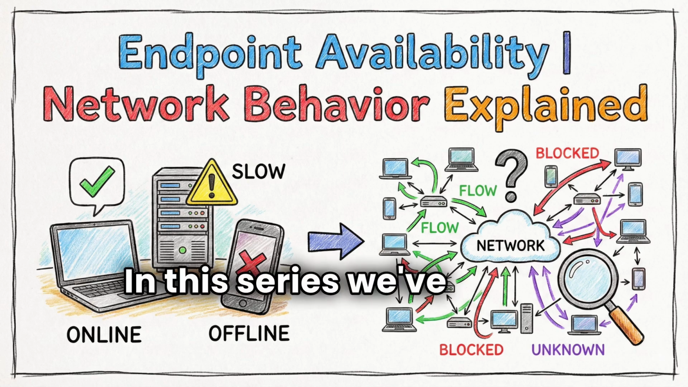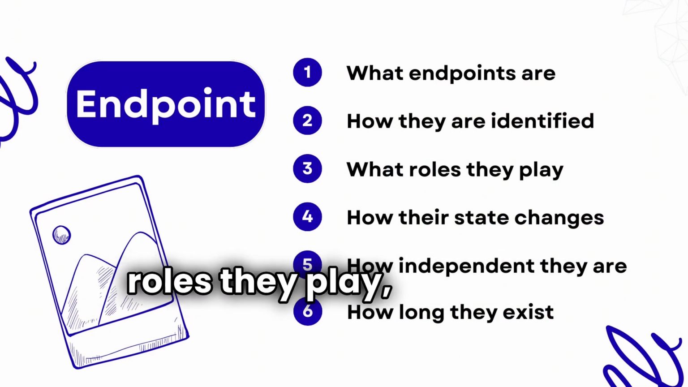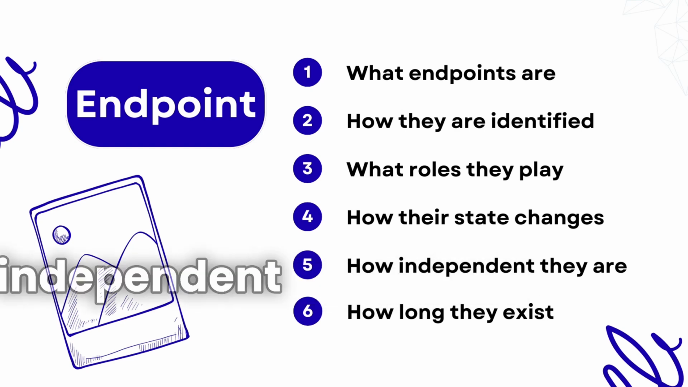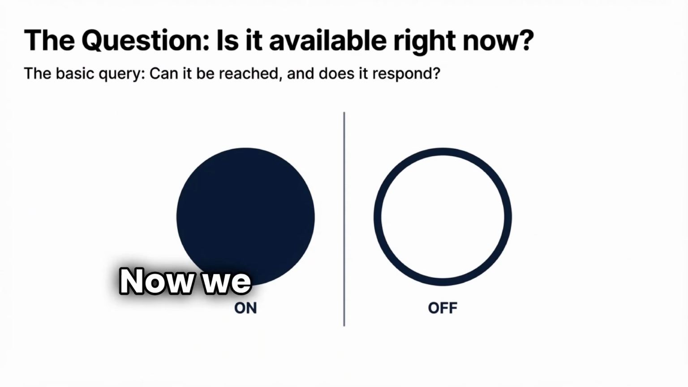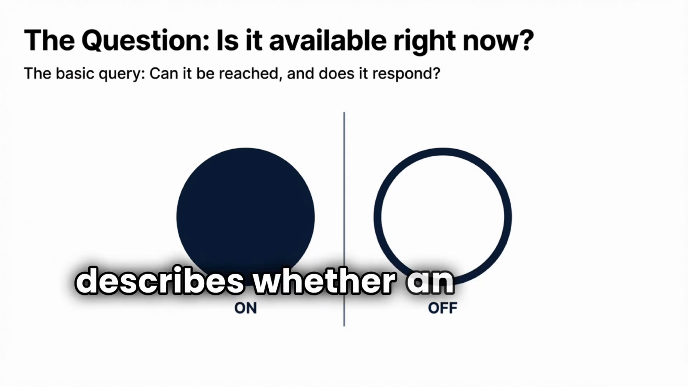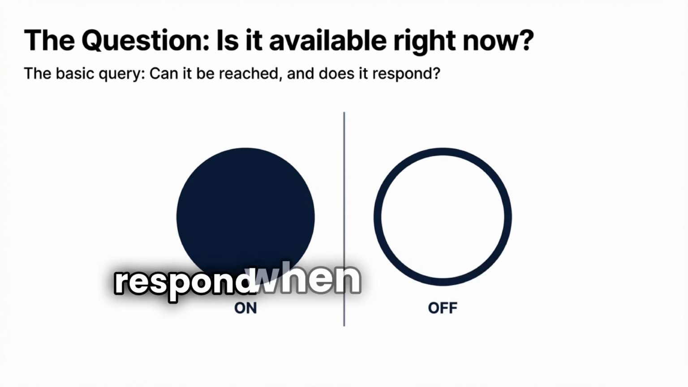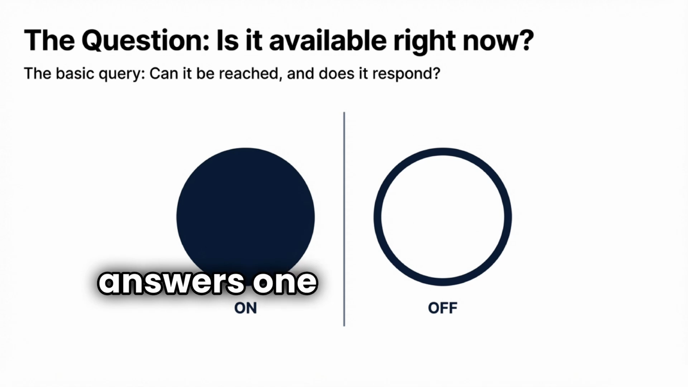In this series, we've talked about what endpoints are, how they are identified, what roles they play, how their state changes, how independent they are, and how long they exist. Now, we are going to focus on something that sounds simple but quietly defines whether a network is useful at all: endpoint availability. Endpoint availability describes whether an endpoint can be reached and can respond when it is needed. At a basic level, it answers one question: is this endpoint available right now?